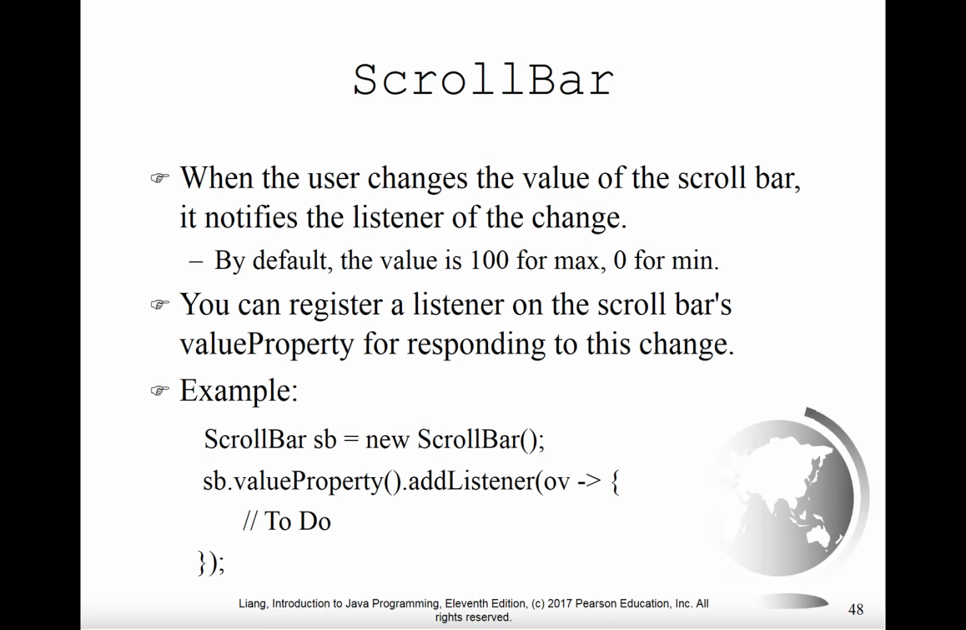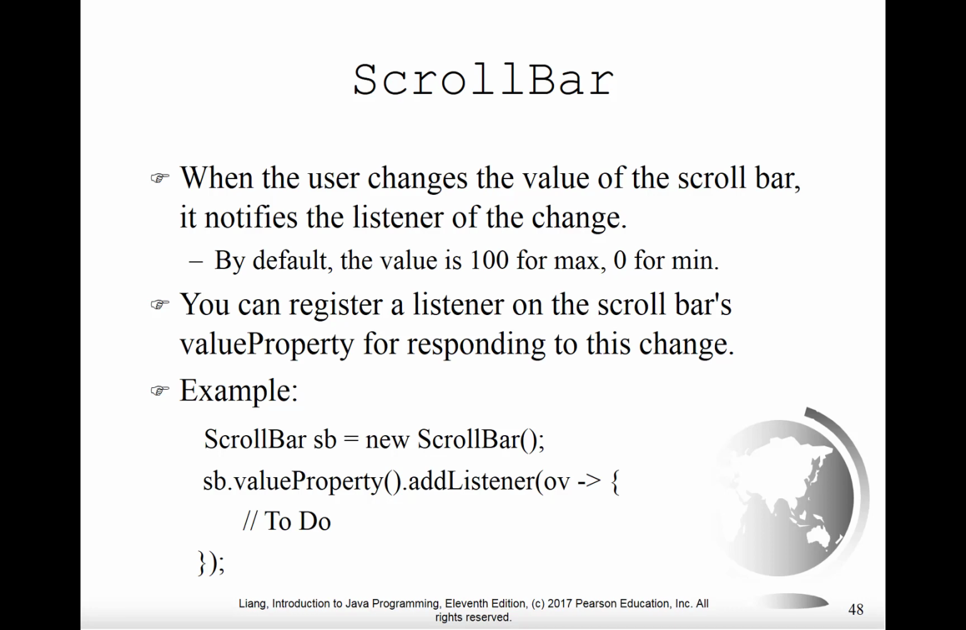Whether the user drags the thumb back and forth or clicks on the left or right button to move the thumb, whenever the value of the scroll bar changes, that constitutes an event and notifies the listener of the change, and then we can act upon that event. The default values for the extremities of the scroll bar are 0 for the minimum value and 100 for the maximum value, but these are adjustable.